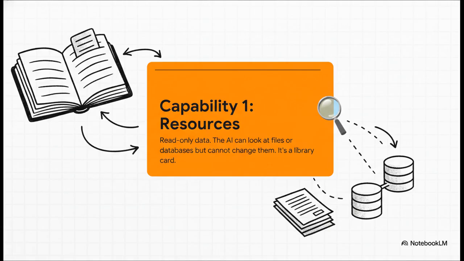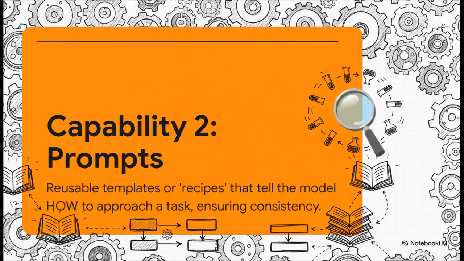It's totally safe, totally passive, just a one-way street for information. Next up, we have prompts. This is the how. Think of these as reusable templates or little recipes. So instead of every single developer on your team trying to remember that perfect 50-line prompt for, say, generating unit tests, you just save it as a prompt. That way, everyone is using the exact same best practice way to ask the AI to do something.